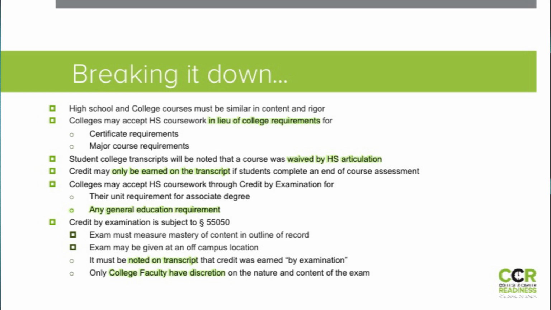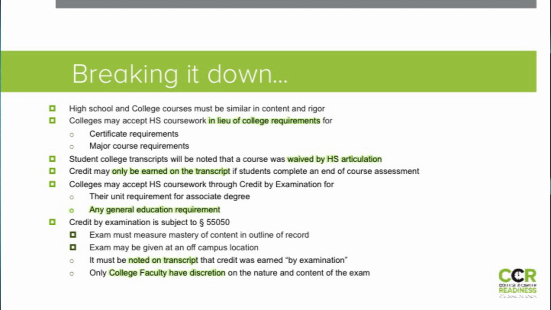Now, there's a little bit of a contradiction here. The section on credit by exam says that it has to measure the content in the outline of record. However, it also says that college faculty have discretion in terms of the nature and content of the exam. It is solely the college faculty's responsibility to determine what is in that examination.